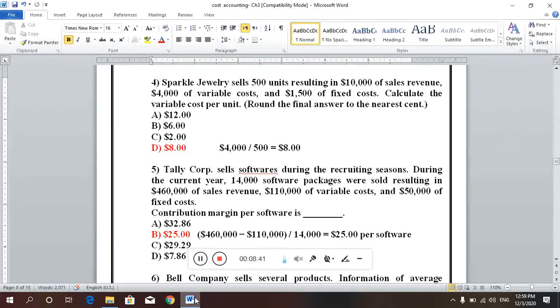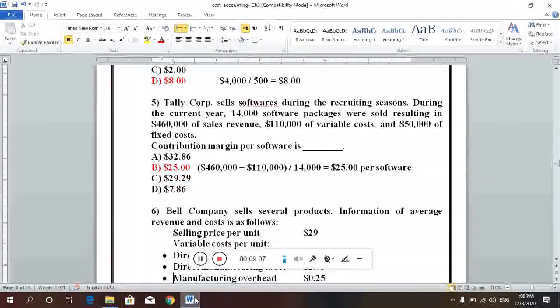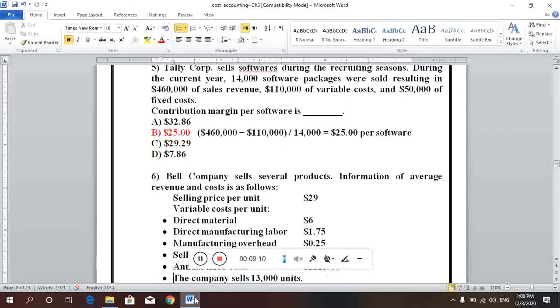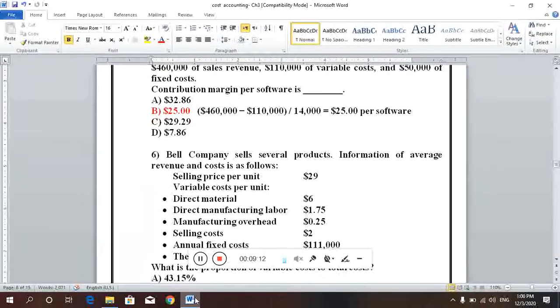We will divide this total contribution margin by the units sold to get the contribution margin per unit. So the contribution margin per unit will equal $350,000 divided by 14,000 units. It will be equal to $25 per unit. So the contribution margin per unit equals $25 per unit. Number 6. Bell Company sells several products.